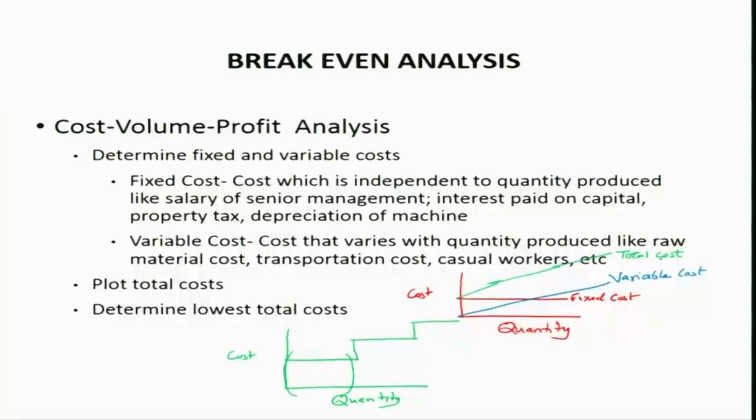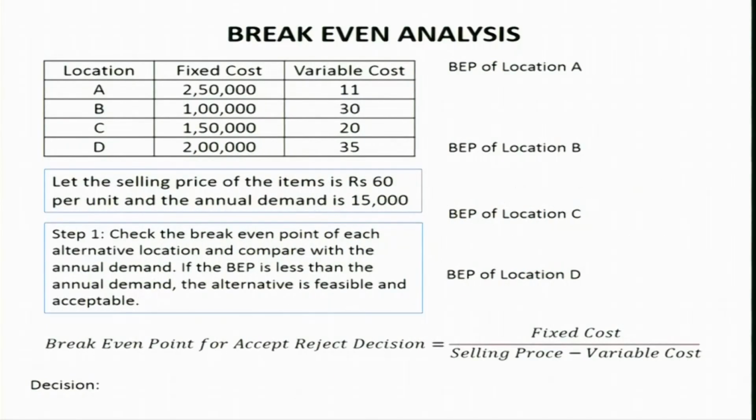Now, let us move forward. The break even analysis is carried out in two steps. The first step is called the accept reject step, and the second step is called selection of the exact location. In the first step, let us take this small example. We have decided 4 alternate locations, that is location A, location B, location C, and location D, and we have collected the data about the fixed cost as well as the variable cost.